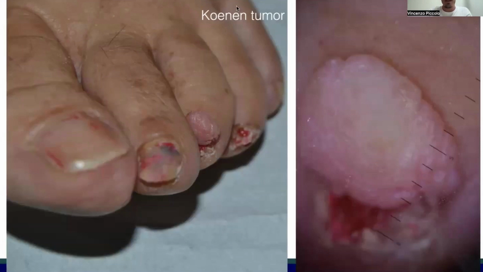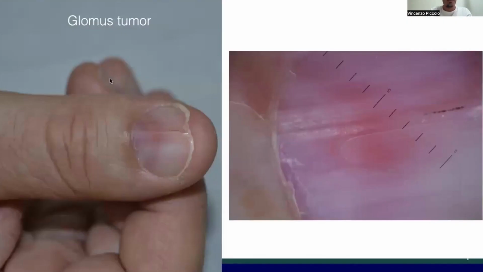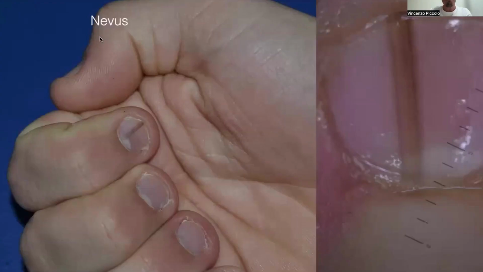In this case, we have a Koenen tumor, i.e. periungual fibrous tumor of the periungual area that is often seen in patients affected by tuberous sclerosis complex, and it belongs to the diagnostic criteria of this syndrome. This is a case of glomus tumor, another benign but very painful tumor of the nail, characterized by this large erythronychia and this swelling of periungual tissue with the violaceous purplish discoloration of the nail.